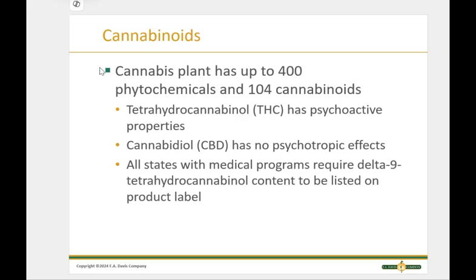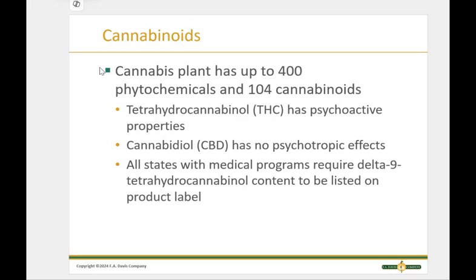All states with medical programs require delta-9 tetrahydrocannabinol content to be listed on their product label. So in other words, everybody has to put it if they add THC properties into their product. Interestingly, the merging of the recreational and then the medical programs in many states has led to evidence that the potency of the THC content is much higher for medically advertised products than is clinically warranted, which has led to untoward effects. In other words, it's become problematic.